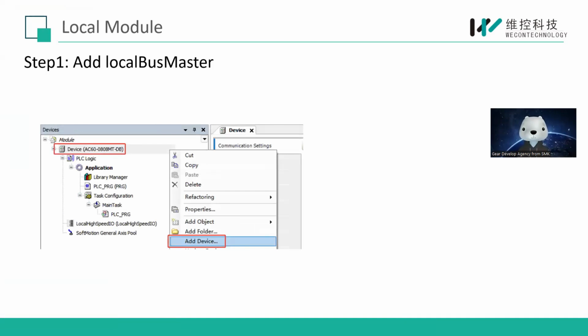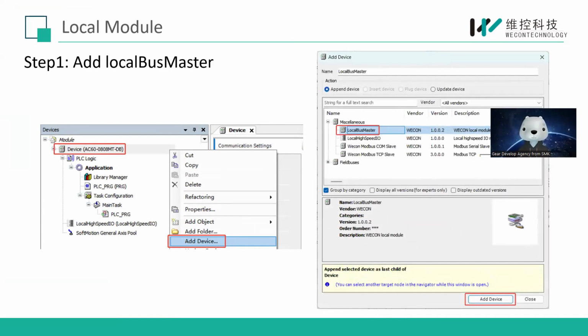After we connect the modules, we need to configure them in this way. Step one, we need to right-click our device and select Add Device. And here we select this local bus master.